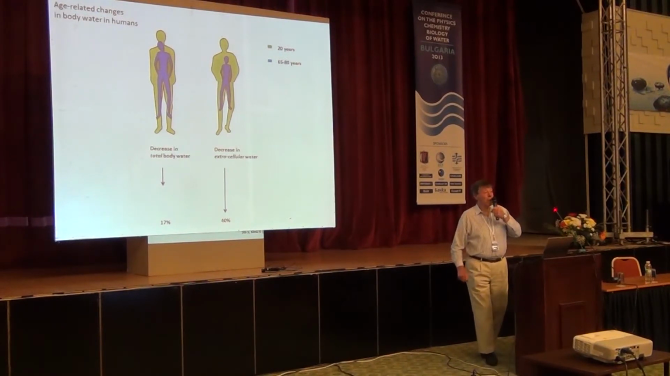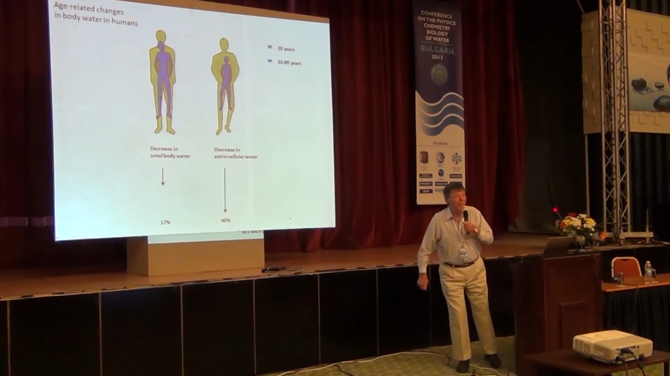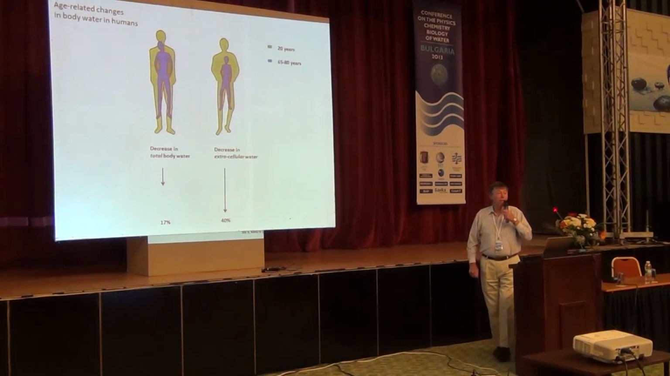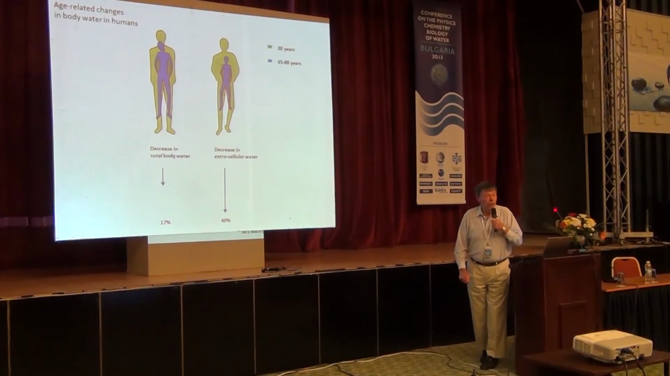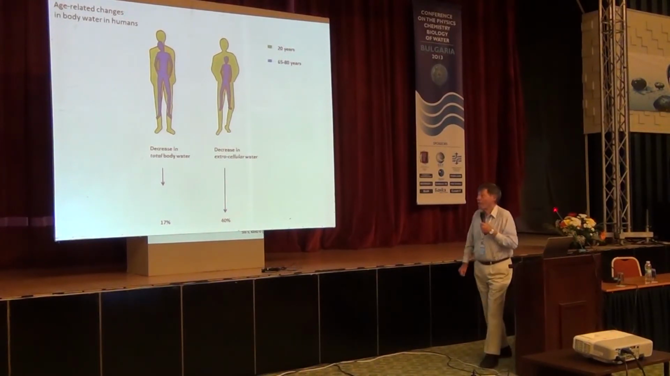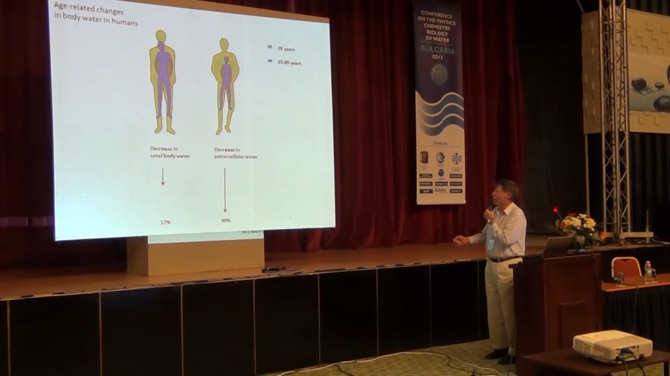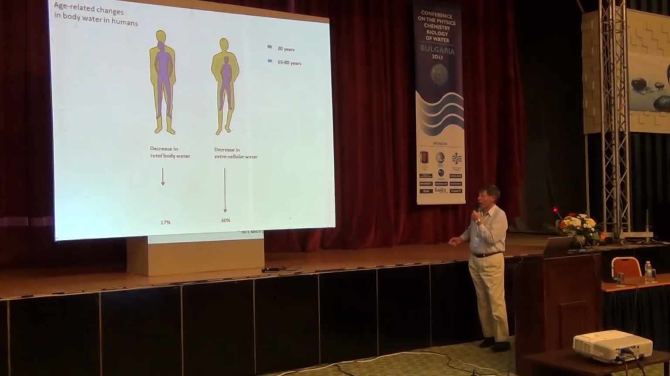Beverly Hubick, in one of the previous Congress of water, indicated short data on water and human aging, and she showed that human aging is associated with decline in the body water content. It's information I dug out from the literature. It shows that there is generally a decrease in total body water at around 17%, as one goes from age 20 to 65 to 80.